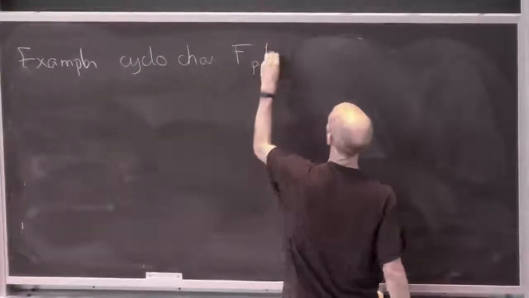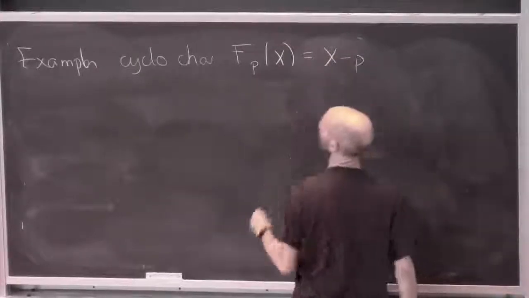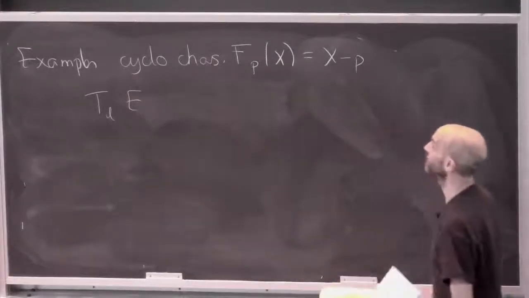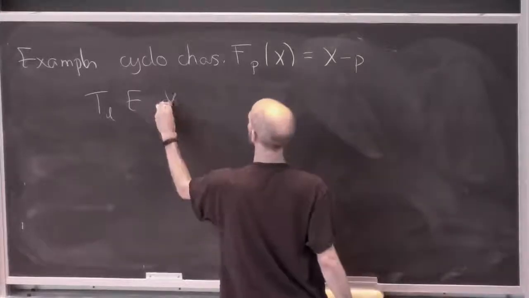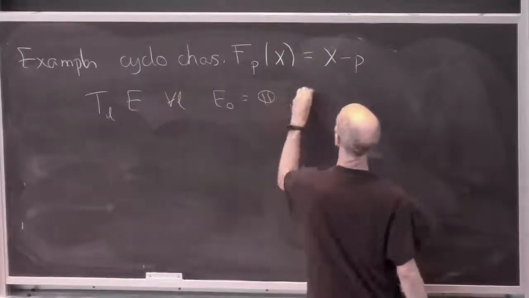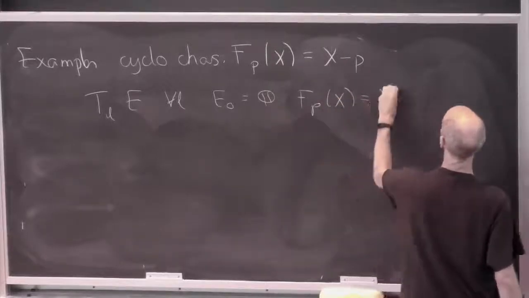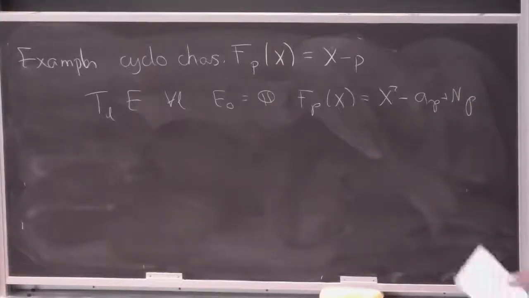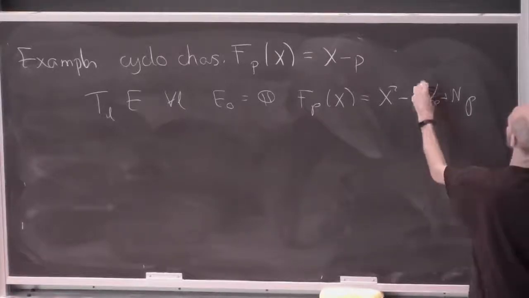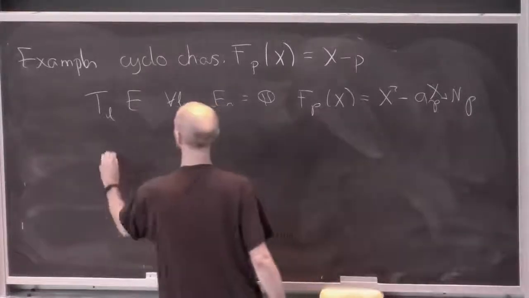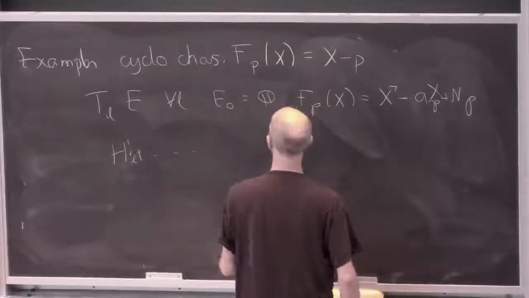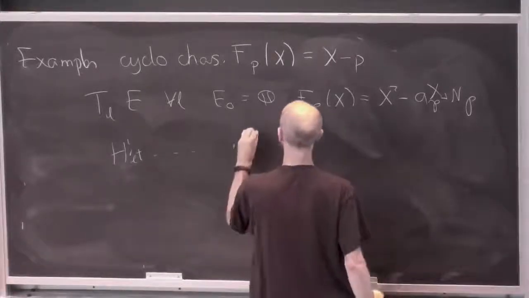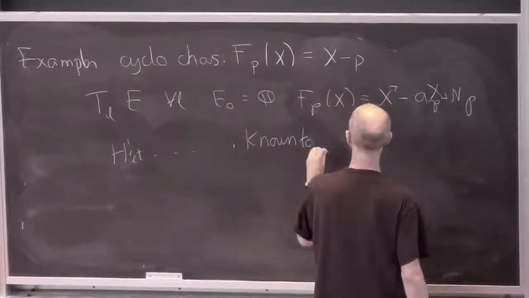f_p of x is just x minus p. Take the Tate module of an elliptic curve. It's cyclotomic characters now, because we're considering all of them, the Tate module of an elliptic curve for all L. We get E_0 is Q, and f_p of x is x squared minus a_p x plus the norm of p. If k is Q as well, this just says x squared minus a_p x plus p. Etale cohomology, that's also known to be a compatible system.